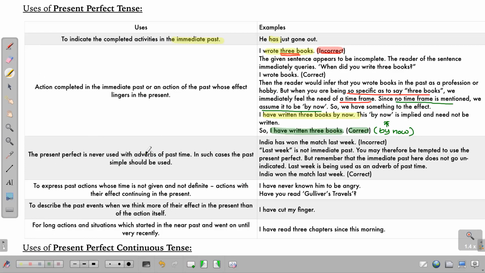The present perfect is never used with the adverbs of past time. In such cases, simple past should be used. For example, India has won the match last week. Incorrect. Last week is not the immediate past. So, India won the match last week.